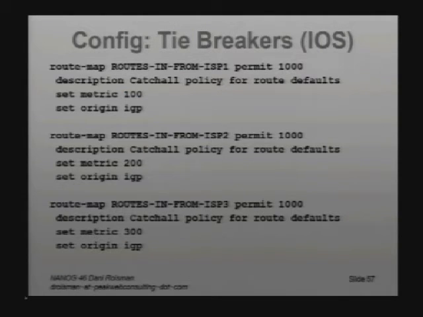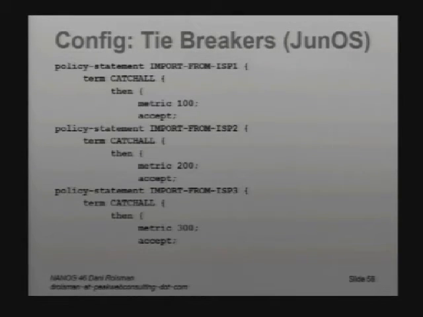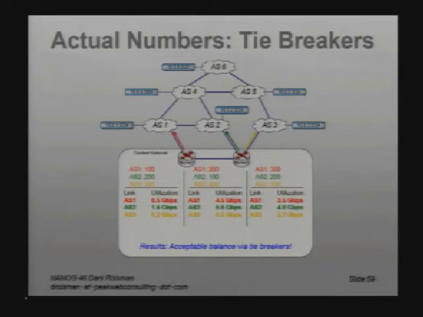Here's how you configure the tiebreakers. In the Cisco world, in iOS, you'll have one inbound policy per ISP. And in this case, ISP1 will get a metric of 100, ISP2 metric of 200, ISP3 metric of 300. Very simple. In Junos, just as easy to do, your catch-all term, metric 100, 200, 300. I'm going to give you some actual numbers.